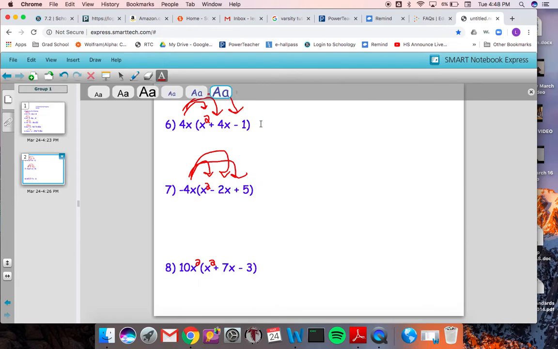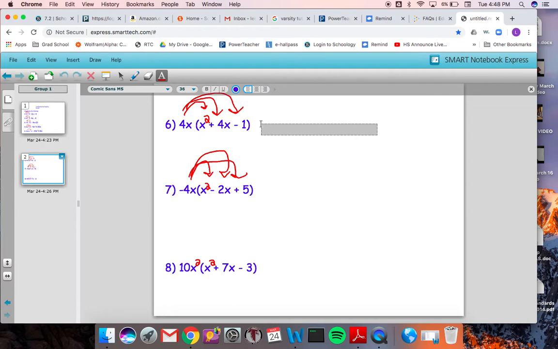So let's look at the first one, number 6. We got 4x times x squared. Remember from a couple weeks ago, 4x times x squared would be 4x cubed, so 4x to the third. Then you have 4x times 4x. That's 4 times 4, 16, and then x squared. And then 4x times negative 1 is negative 4x. All right?